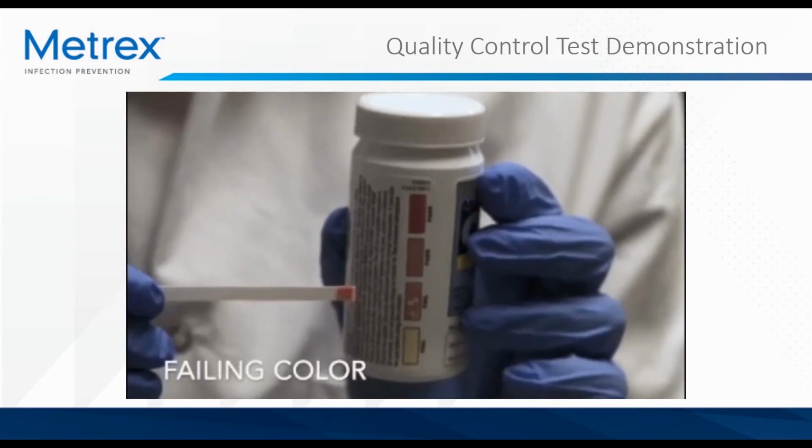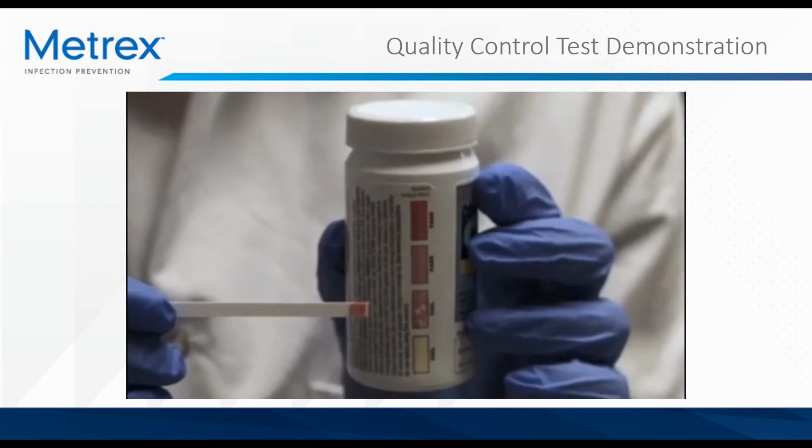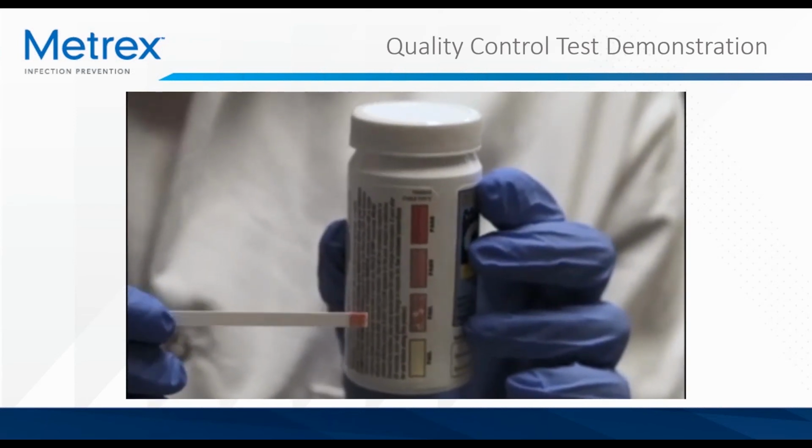After 1 minute, read the test strip against the Metrocide OPA Plus solution test strip bottle. The test strip should indicate a failing color of either yellow or magenta with yellow spots.